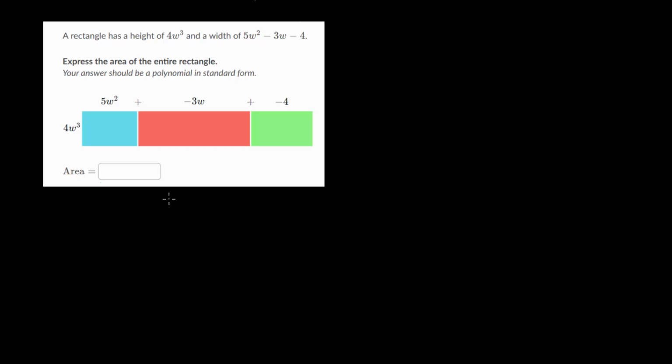So let's go through a couple more examples of multiplying monomials by polynomials using what we call the area model, or some students will call this the box method. And essentially what we're doing is we're taking this monomial 4w to the third power, and multiplying it by the polynomial, this quadratic 5w squared minus 3w minus 4.